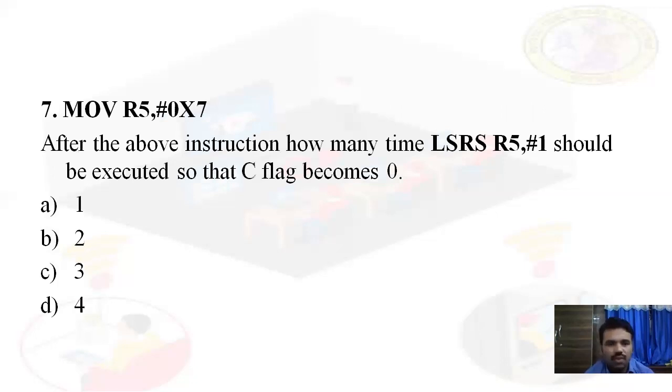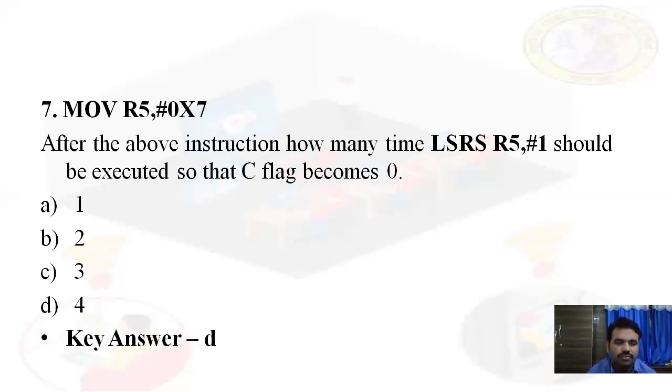Now consider MOV R5, #7. After the above instruction, how many times should LSRS R5, #1 be executed so that the C flag will become 0? Right? 7 means 0111. For the first 3 times, the carry flag will become 1. After the 4th iteration, the carry flag will be 0. So the answer is 4.